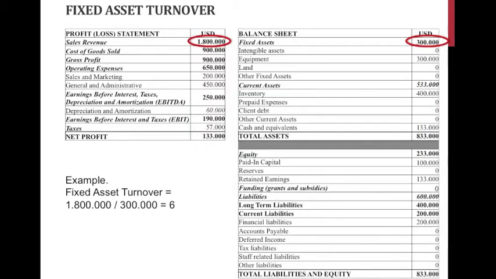So if we go to an example, looking at the profit and loss statement and balance sheet, in our example, we have sales revenue of 1.8 million and fixed assets of 300,000. From that calculation, we see that our fixed assets are making 6 turnovers per year, and in general, it is a really good indicator and a company might be happy with such results.